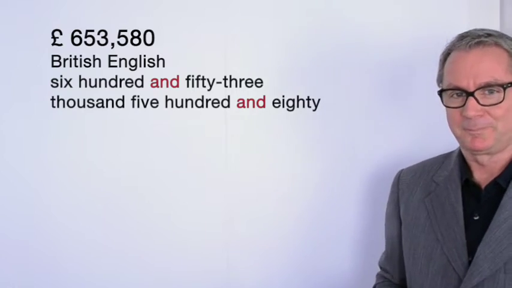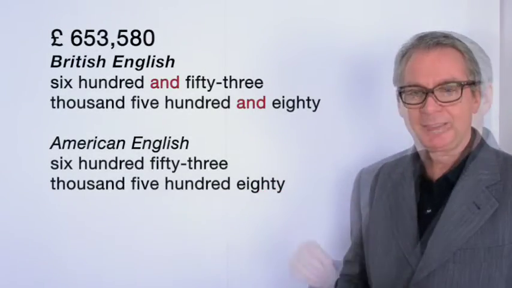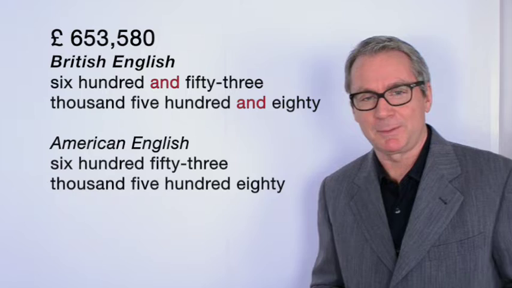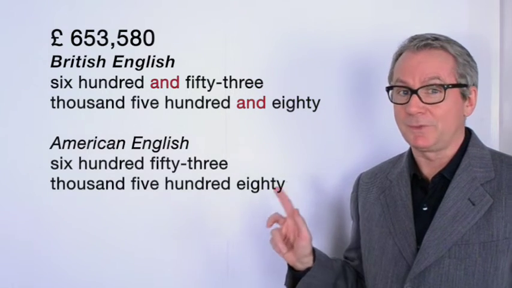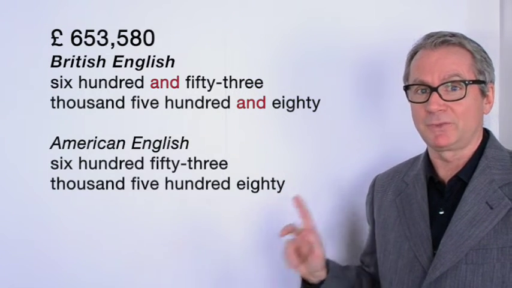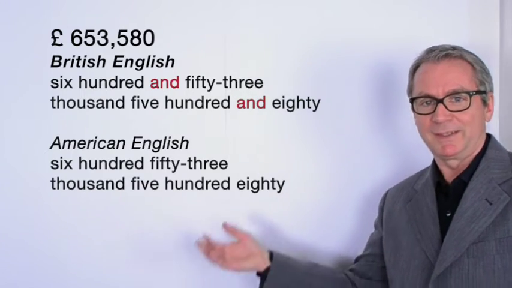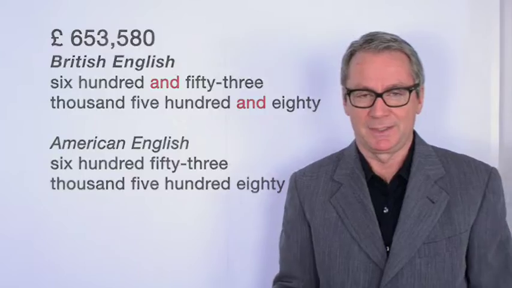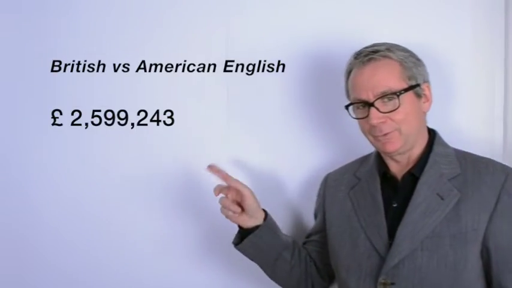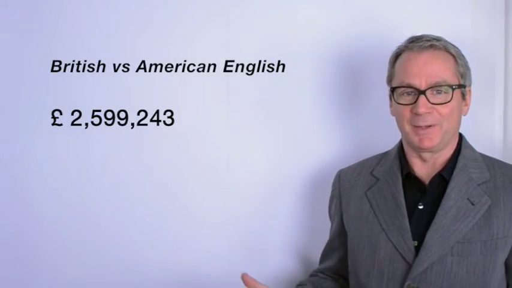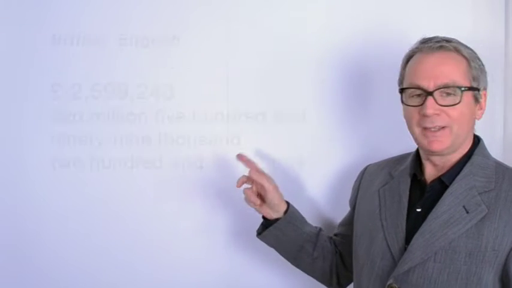653,580. Now that's British English. So then in American English it becomes 653,580. So it's a very small difference, but we drop the "and" in American English. How do you say that number? It's another big one. Well, here it is.